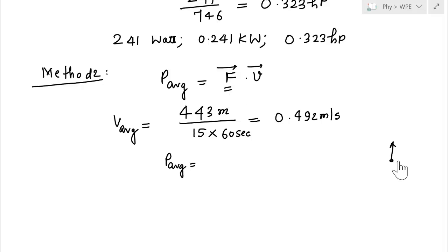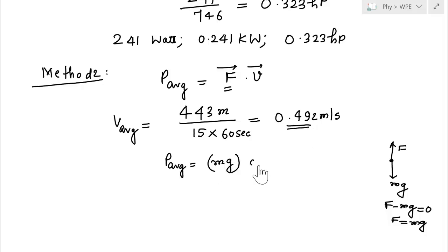If you consider at any point the equilibrium of this person, mg is acting in the downward direction and she has to apply a force in the upward direction. This is coming from her muscles. So F minus mg is equal to 0. So this means she has to apply a force of mg in the upward direction. So force magnitude is mg and we just calculated velocity. This is 0.492 meter per second.